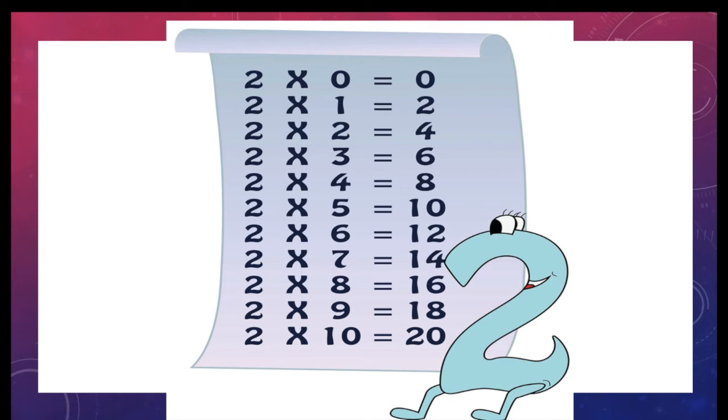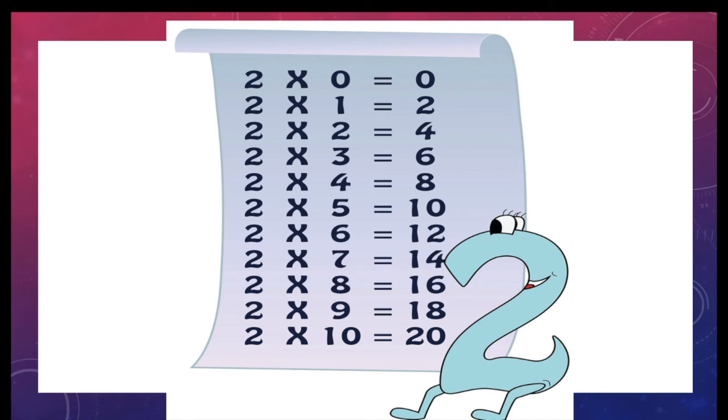Come, let us say the tables. 2 into 0 is 0. 2 ones are 2. 2 twos are 4. 2 threes are 6. 2 fours are 8. 2 fives are 10. 2 sixes are 12. 2 sevens are 14. 2 eights are 16. 2 nines are 18. 2 tens are 20.